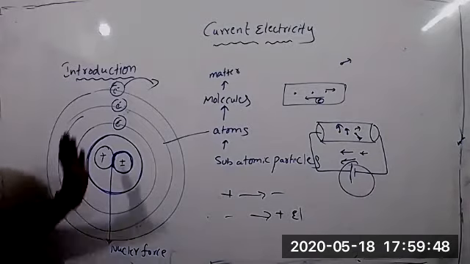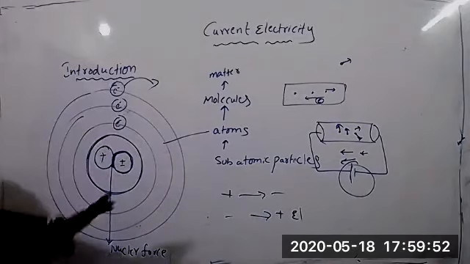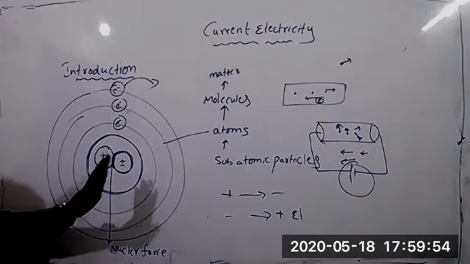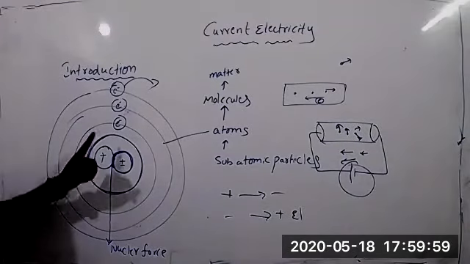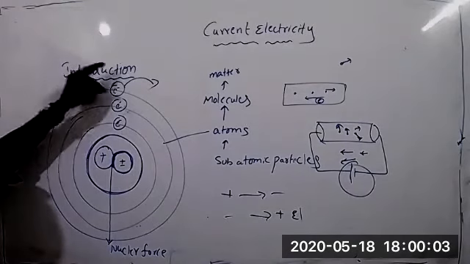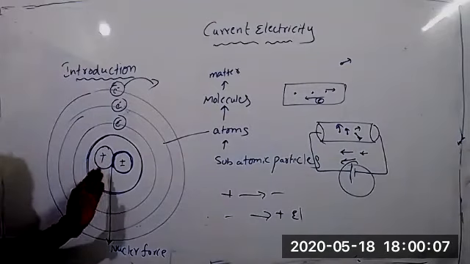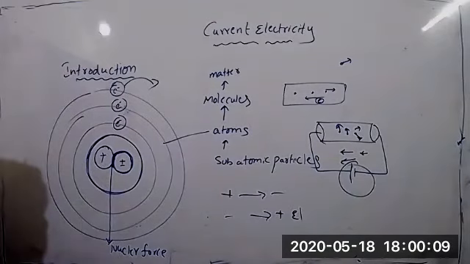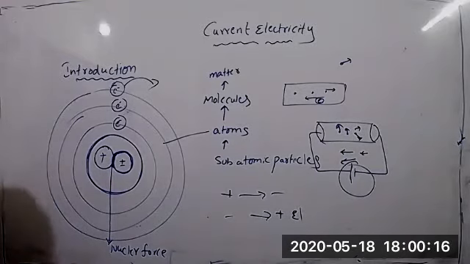So, that is the introduction to current. Current means the flow of charges. Which charges? Free electrons. Why can only free electrons move? Because there is no effect of the nucleus on the free electrons. If you give a small amount of energy, they can come out. Protons cannot move because of the strong nuclear force, the strongest force in the universe, so we can't separate protons and neutrons.